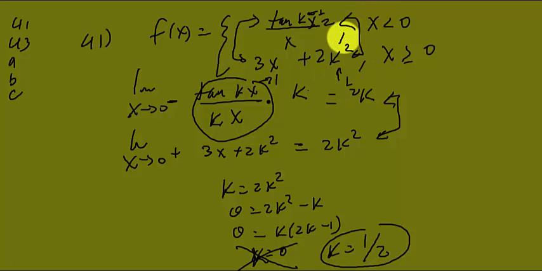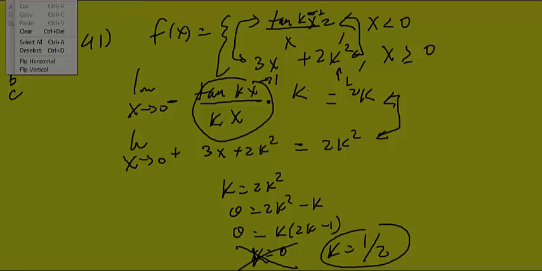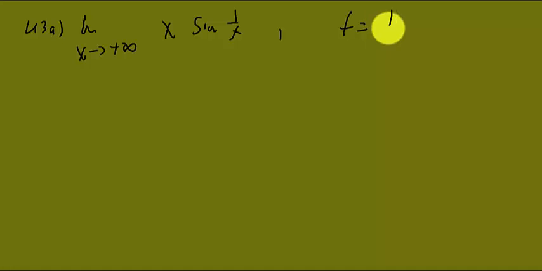Okay. So 43, A, B, and C. So 43A. I have a limit as x goes to positive infinity of x times sine of 1 over x, and they actually give you a hint. They say t is equal to 1 over x. So we're going to make the substitution.